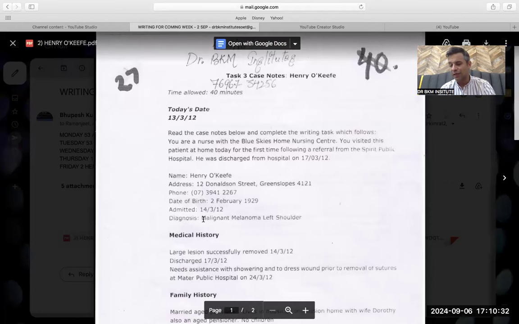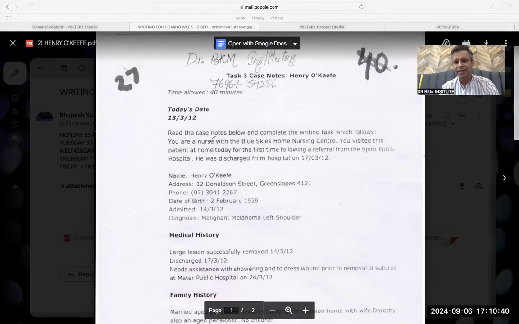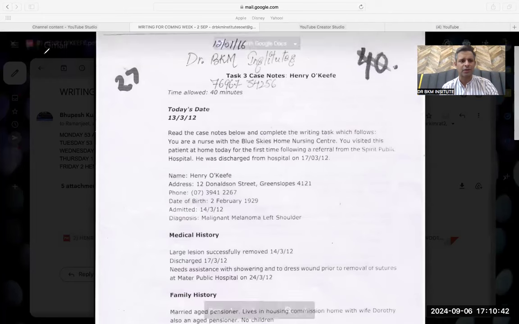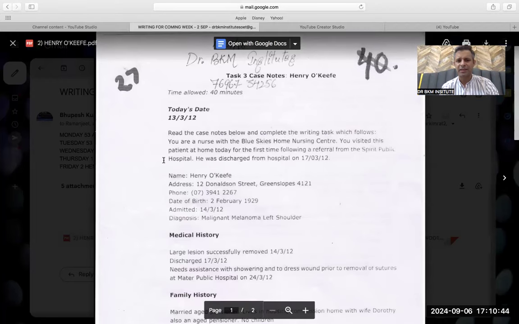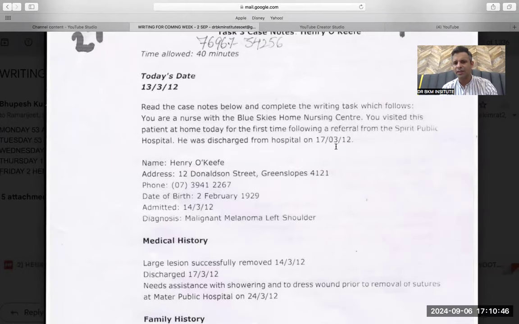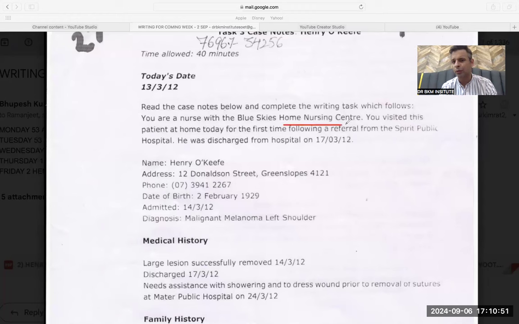But this letter is more of assessment. Maybe they are unable to walk, so they need this thing. Let's see what the letter is. Read the case notes, complete the letter as follows. 13th March is the date. You are a nurse with the Blue Skies Home Nursing. So I'm a nurse who also provides home nursing care.